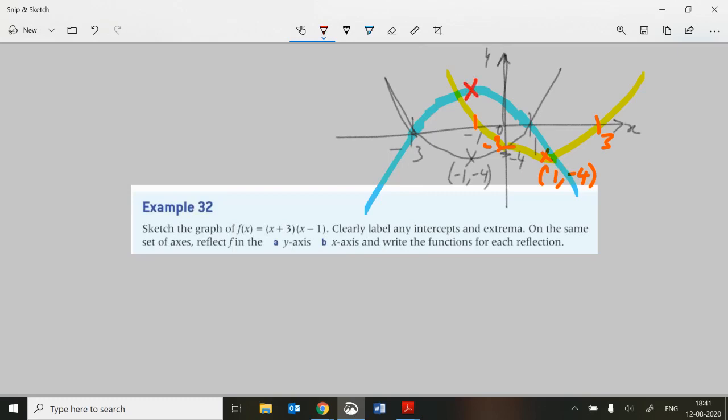So this point up here is going to be -1, 4, and this coordinate point here is going to now be 3. So we're shifting that upwards, and it's still going to go through the same two roots or zeros there. So I think that one is done.